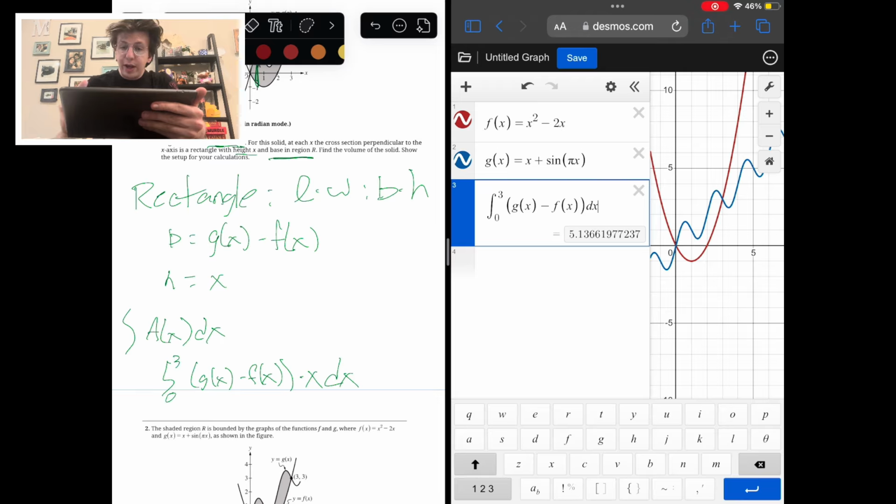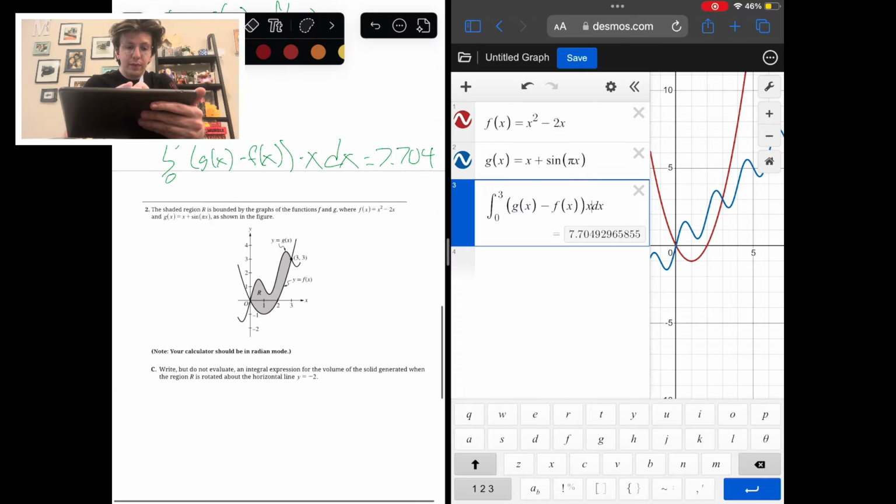Let's put that into our calculator. Notice I only have to add an x there, because we already have g of x minus f of x. That simplifies to 7.704. It's just like that. We found the volume of our shape there. Okay.